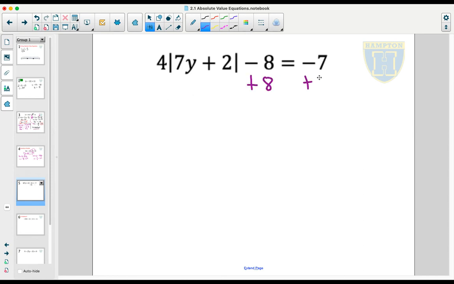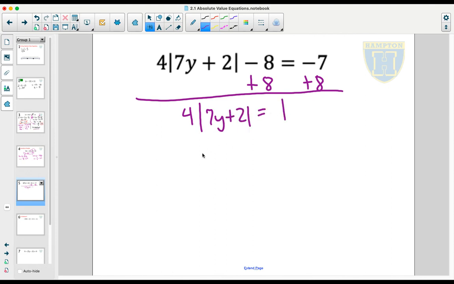We'll begin by adding 8 over to the right-hand side, and then we'll divide by 4, and we end up with the absolute value of 7y plus 2 is equal to 1/4. We are not alarmed by the fact that that is a fractional answer. It's not a fractional answer, but a fractional absolute value result. We're not alarmed by that fact. We can be a fractional distance away from 0. We can be 1/4 of a unit away from 0.